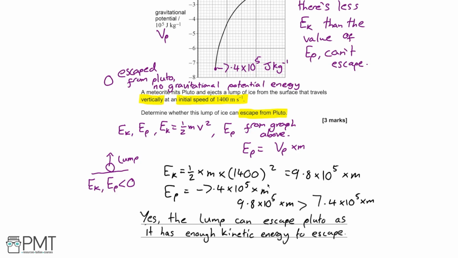In this question, we got 1 mark for calculating the kinetic energy, 1 mark for calculating the energy needed to escape, which is the negative of the gravitational potential energy, and then we got 1 mark for comparing the two and seeing that the lump can escape because it has enough kinetic energy.